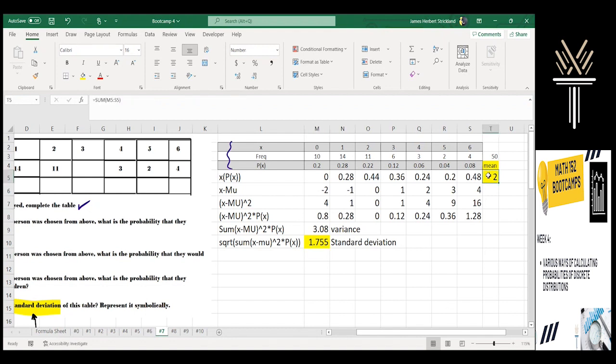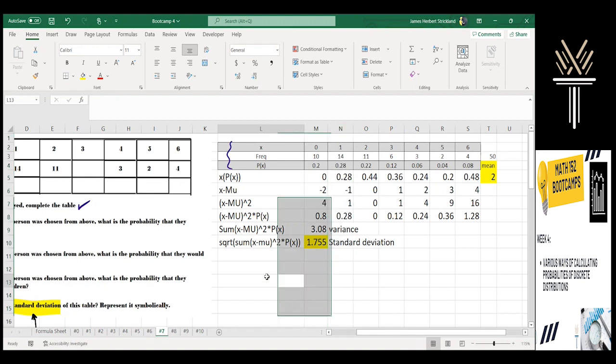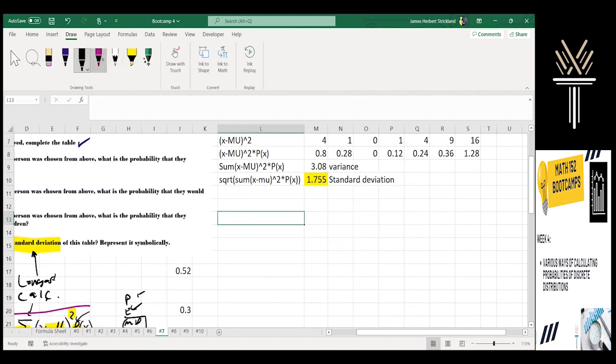So the mean is given as 2, and the standard deviation is 1.755 to whatever kind of precision you need it to be. I'll just assume 3 decimal places in this case. So if I want to represent it symbolically, I could say that the mean was 2 and the deviation 1.755.